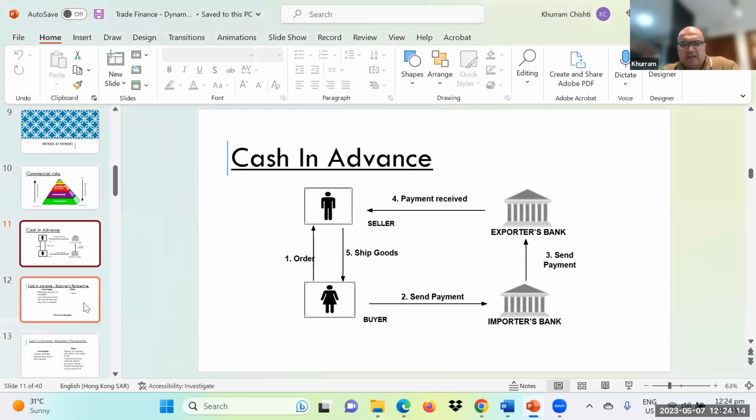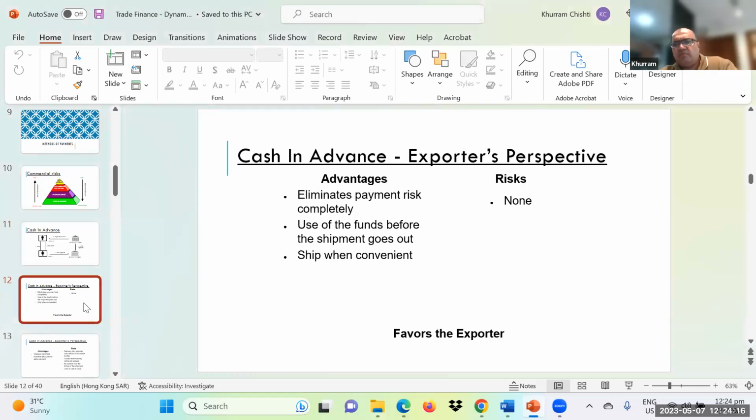What are the benefits and advantages from the exporter's perspective? The exporter means the seller, KC Limited India. For me, payment risk is completely eliminated. I've got all my payment before, so payment risk is eliminated. There's use of funds before the shipment goes out. Since I've got the funds, I can use them even before shipping. In fact, to buy my rice, I can use the funds and ship when convenient, because I've got the money.